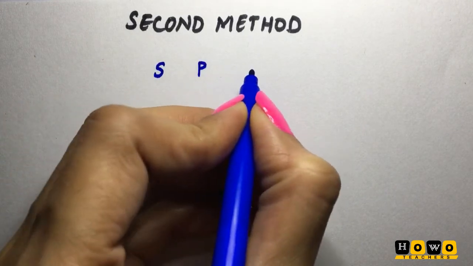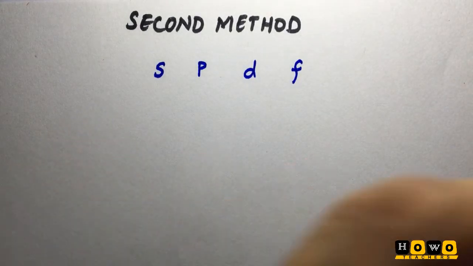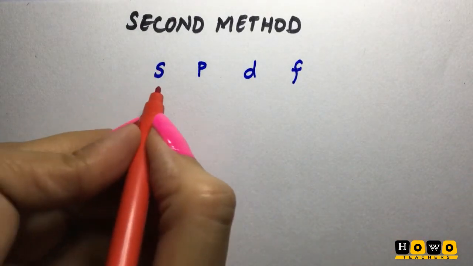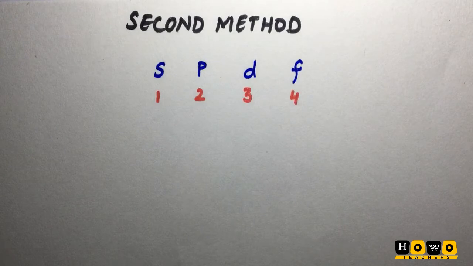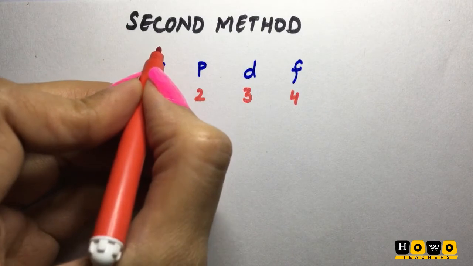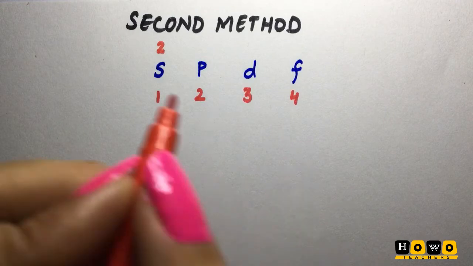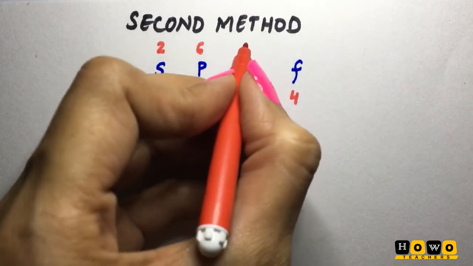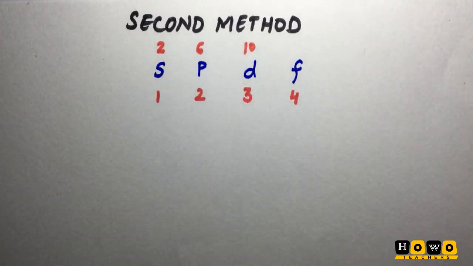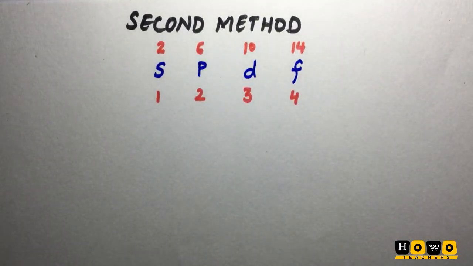Let us start with writing S, P, D, F blocks. Now let us give them numbers 1, 2, 3, 4. And let us write the maximum number of electrons that should be present in these orbitals. S will have maximum capacity of 2 electrons. P will have maximum capacity of 6 electrons. D will have maximum capacity of 10 electrons and F will have the maximum capacity of 14 electrons. So this is how we have to mention it.